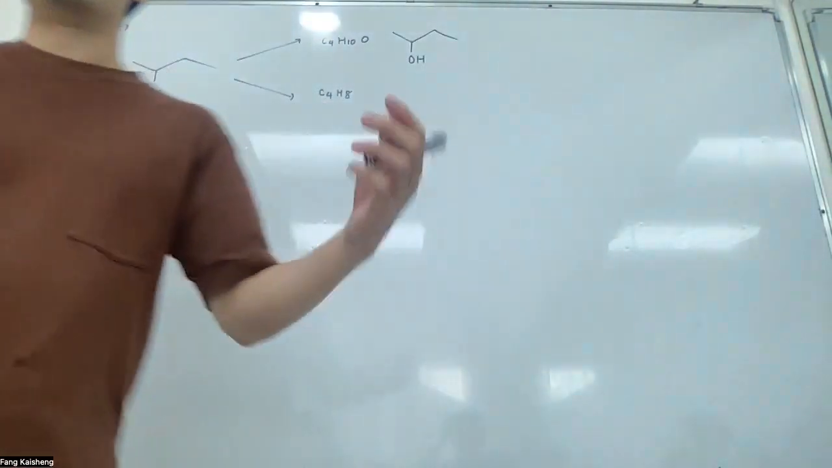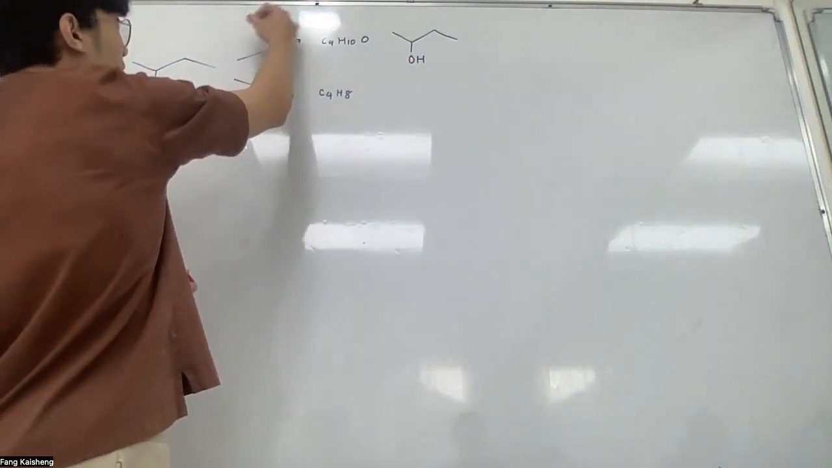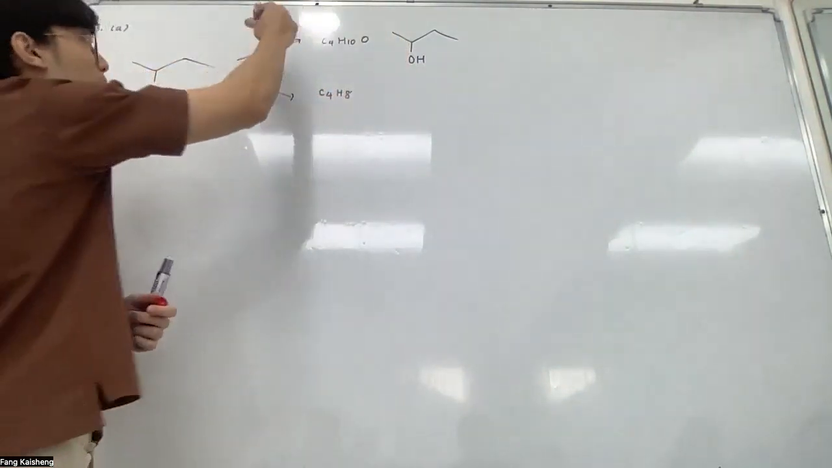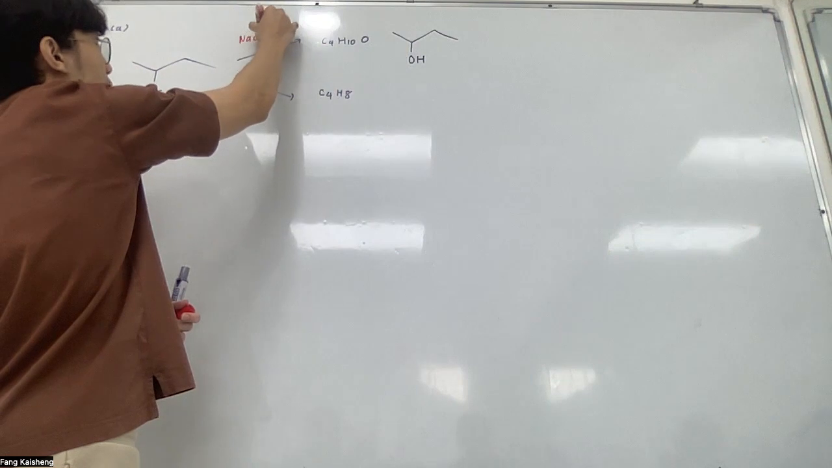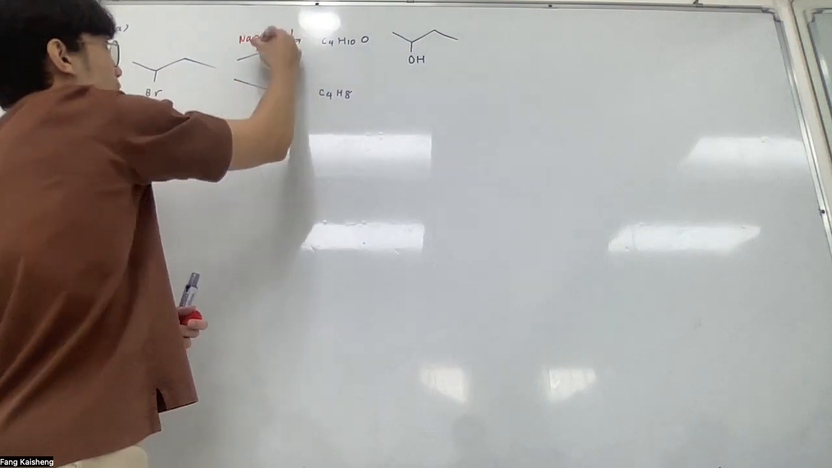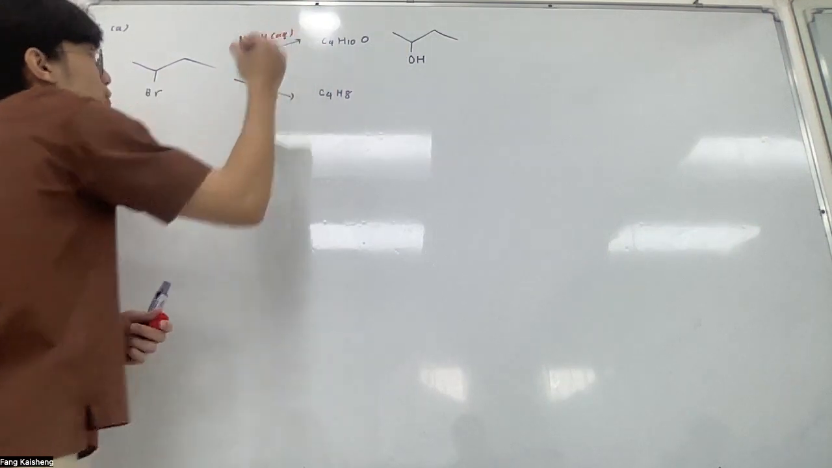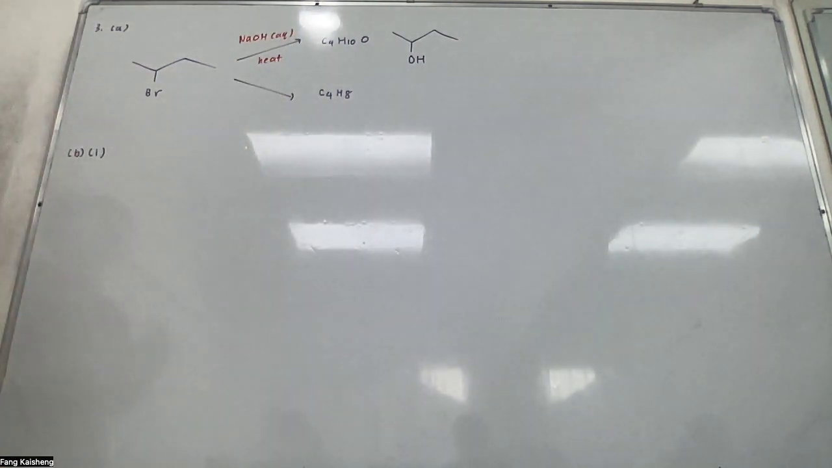Okay, so that was in the notes also. But then this one, if you want OH minus as a nucleophile, so definitely you have NaOH, in the aqueous state, and also you must heat. Why do you heat? Because you are trying to break the C-Br bond. Definitely need to heat that.